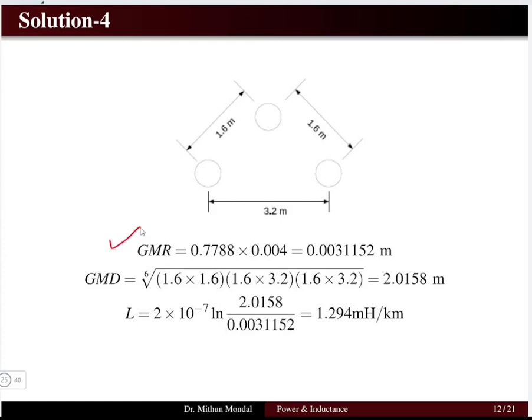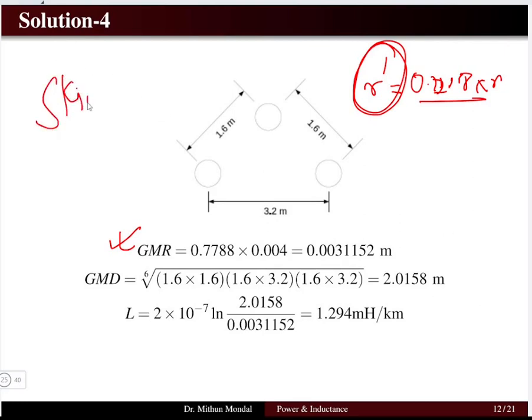So let us find the GMR of the conductor. All the 3 conductors are of equal radius. We know that the value of R dash is equal to 0.7788 into the radius of the conductor. This is known as the fictitious radius of the conductor, which is due to the magnetic field associated with the current carrying conductor, and we have the skin effect. This principle is well taught in the lecture class. What is skin effect? And then we have the GMR equal to 0.0031152, which comes from 0.7788 multiplied with the actual radius.